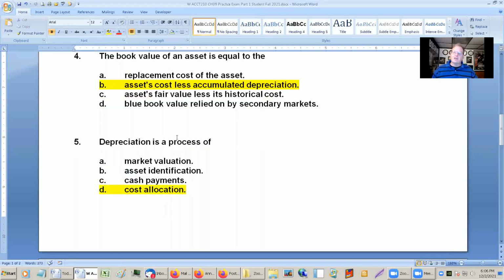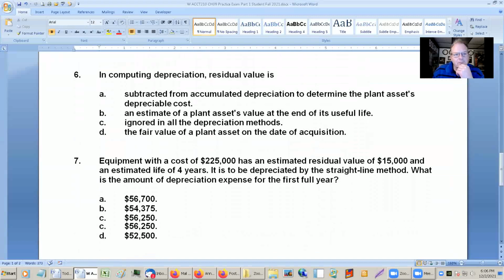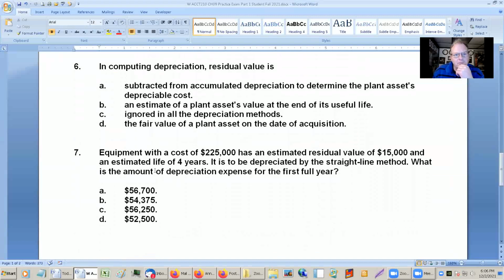Yeah, it's an allocation. It doesn't necessarily match the market value. It might just be out of dumb luck, but it's not really there to say, okay, if you buy a car or a truck or whatever, you're not trying to find what the market value of that vehicle is. You're just trying to allocate the cost over it. In computing depreciation, residual value is?